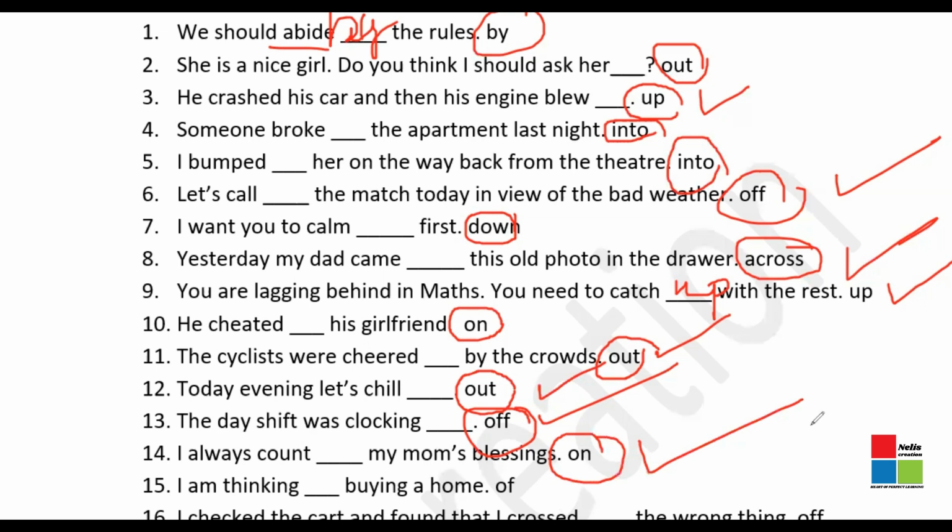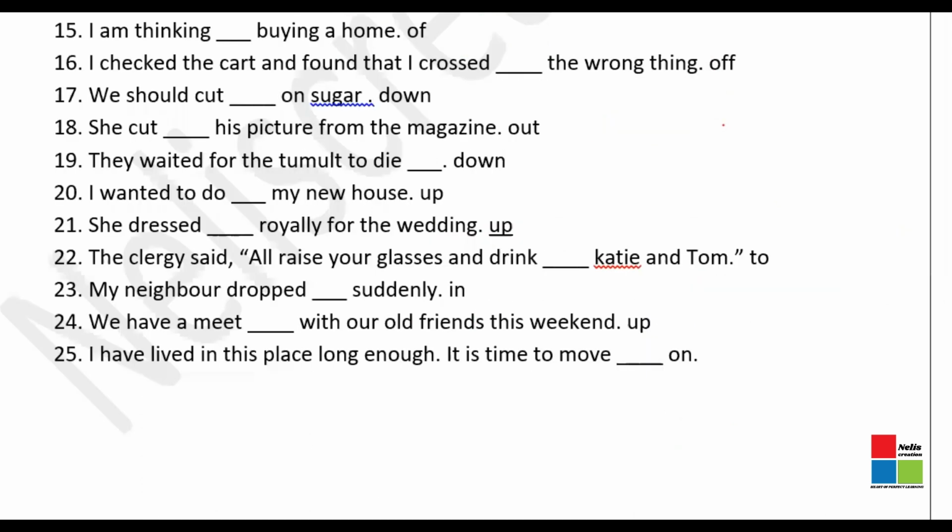I am thinking dash buying a home. I'm thinking of buying a home. Very simple. We always think of doing something. We move on to the 16th one.